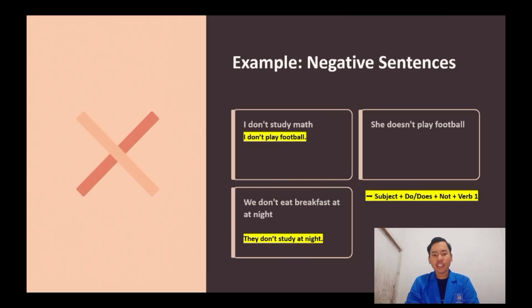Okay, next, negative sentence. The formula for negative sentence is subject plus do or does plus not plus verb 1. Example, I don't play football. She doesn't play football. They don't study at night. Notice that after doesn't, we don't add s to the main verb. We say, she doesn't play, not she doesn't plays. Why? Because the s is already included in does. So remember, only one s in the sentence, not both.